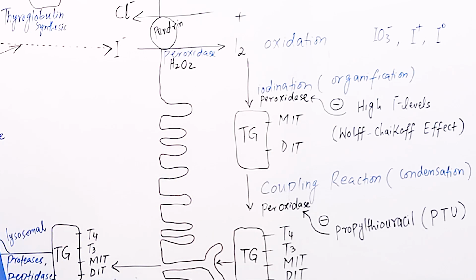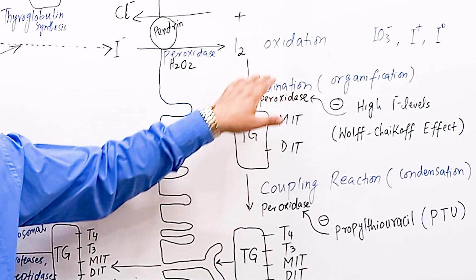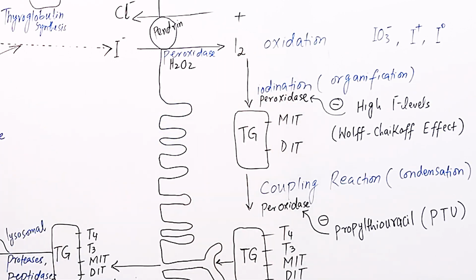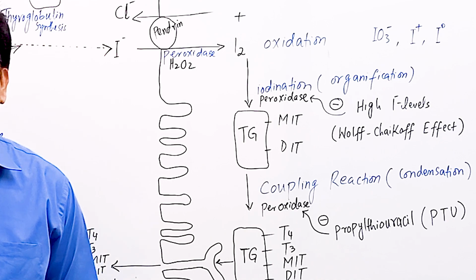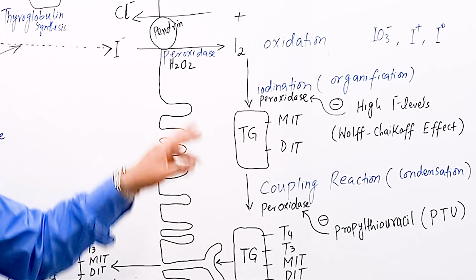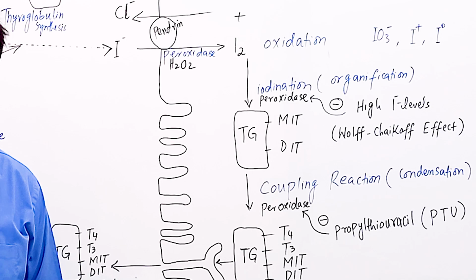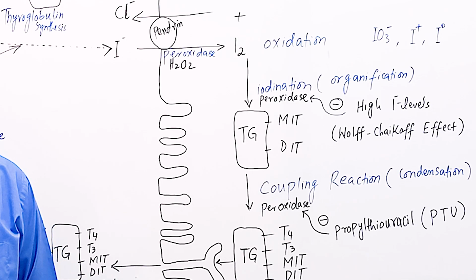Oxidation is the first essential step in the synthesis of thyroid hormones. The uptake of iodide is not an essential step because iodide can also come from inside of the thyroid follicular cells by the recycling of iodide containing amino acids which are MIT and DIT. The oxidation reaction occurs at the apical membrane of thyroid follicular cells in the presence of peroxidase enzyme.